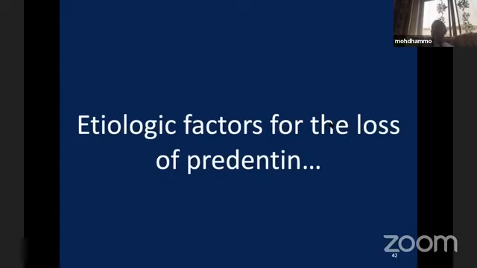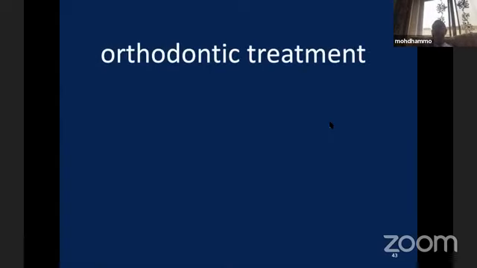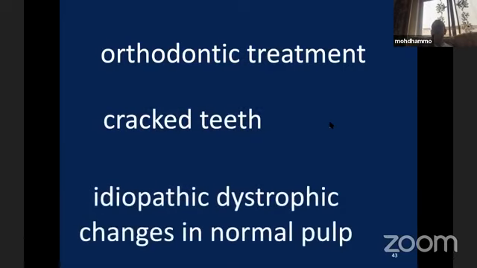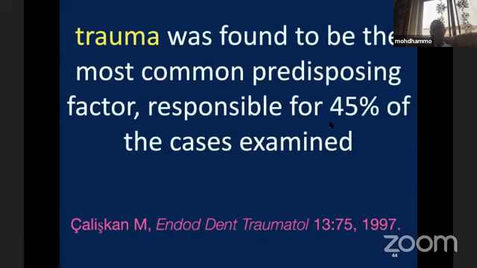We have several etiological factors which might cause loss of predentine, like orthodontic treatment, cracked teeth, or idiopathic dystrophic changes. We don't know why. But still, trauma was found to be the most common predisposing factor. It is responsible for about 45% of the cases examined. So 45% of internal resorption occurred due to trauma.